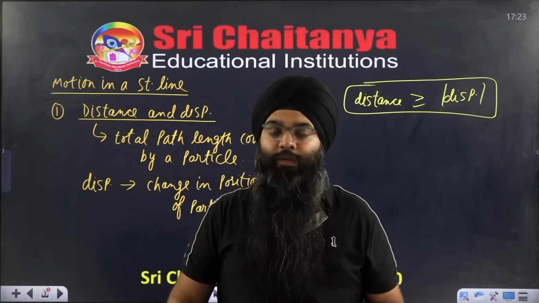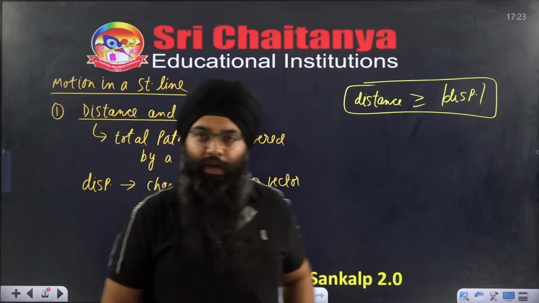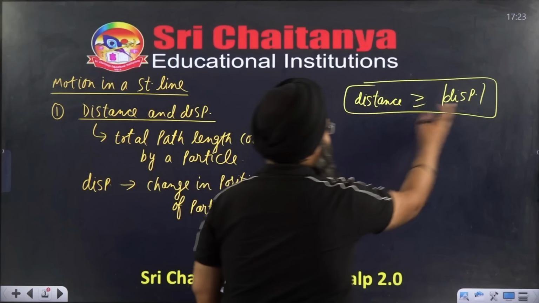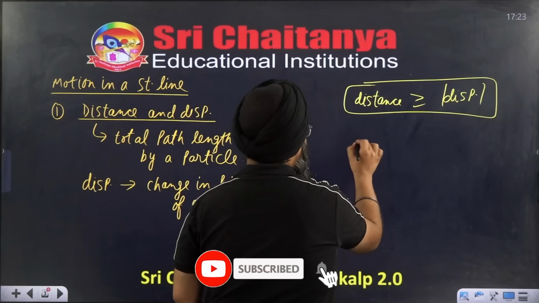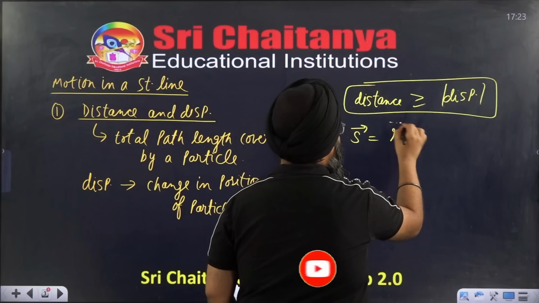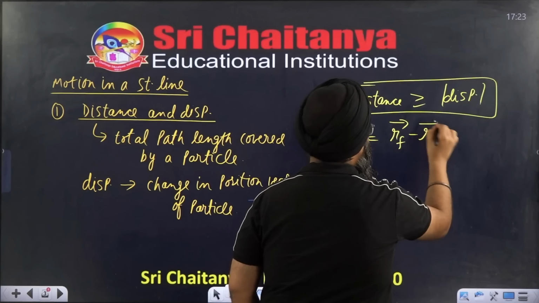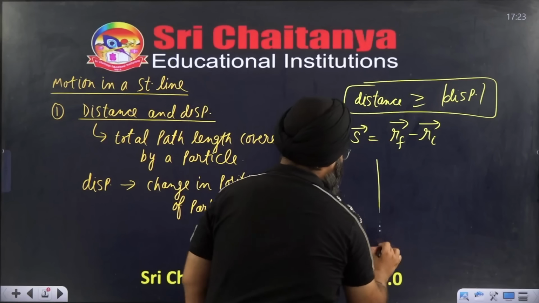Distance and displacement will be equal when the particle is traveling in a straight line without changing its path, without taking a turn. So basically this important inequality you should know. One more thing, if I want to calculate the displacement vector, displacement vector will be final position vector minus initial position vector. So this is basically the displacement. How to calculate this in vector form?